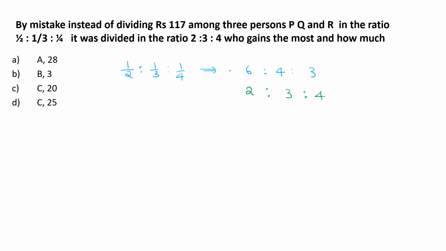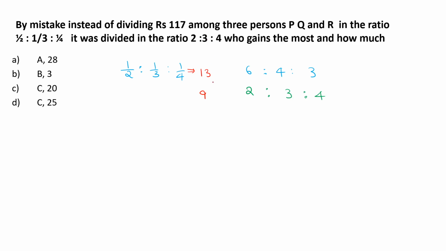Then the combination of ratio should also be equal. Sum of the 6 plus 4 plus 3, that is 13, and sum of these 3 terms is 9. But the amount which was divided in the two ratios was the same, 117 rupees.